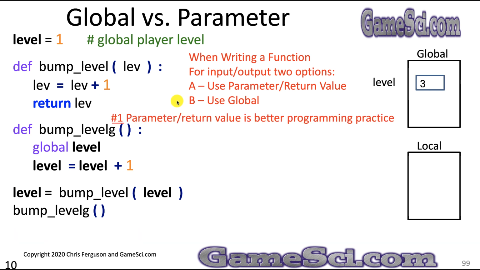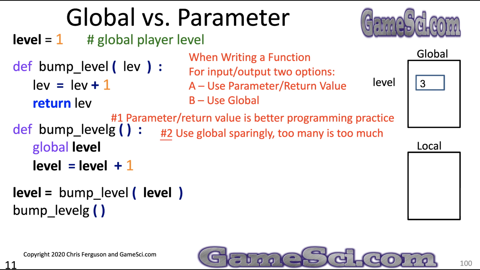Now, which one's better? Number one, parameters and return values is considered a better programming practice. If you can, it's probably better to use parameters and return values than global variables. Number two, use globals sparingly. Too many is too much. For those things that get used in a lot of functions, it's okay to use a global variable. Level is a good example. Level is accessed in many different places. You don't want to pass it to 1,000 different functions, so maybe level is okay for using a global variable.